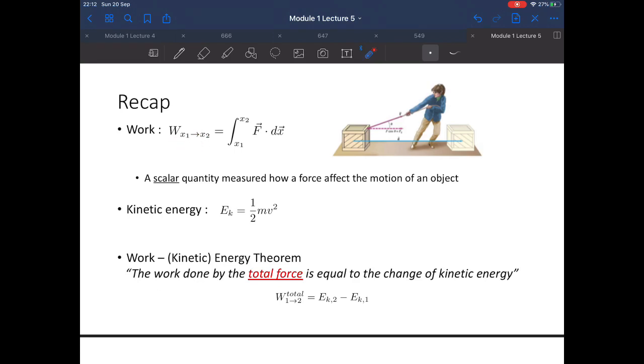Now, the concept of work and kinetic energy is linked together by the work-energy theorem, which says that the work done by the total force is equal to the change of kinetic energy. So when we say the work done by the total force, it means you need to calculate the whole force, the summation of all the forces acting on the system, and you calculate the work that is done by that force, and then it must be equal to the change of the kinetic energy. Okay, work total equals EK2 minus EK1, always.